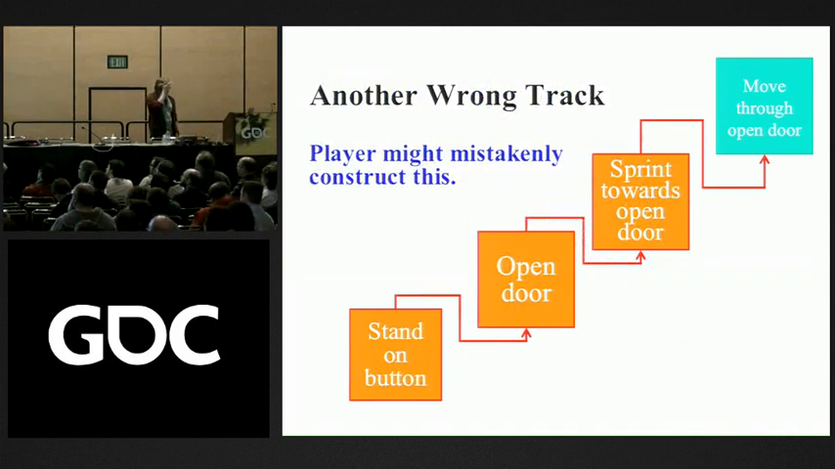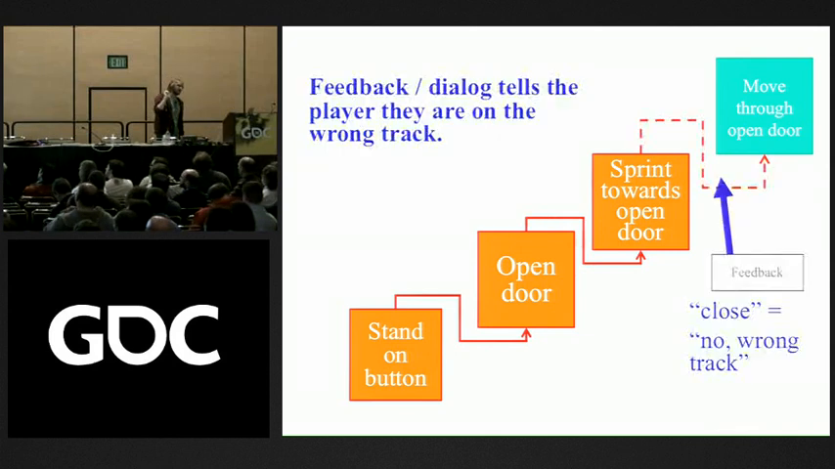Another plausible wrong track, maybe you think that what you're supposed to do is stand on the button, and when the door opens, you sprint towards it, and then you dash through at the last second. And again, it has to be broken somewhere, and in this case, this is how Portal shipped. It's broken here. As you sprint towards that door, it closes, and that's pretty clear feedback that you are on the wrong track.